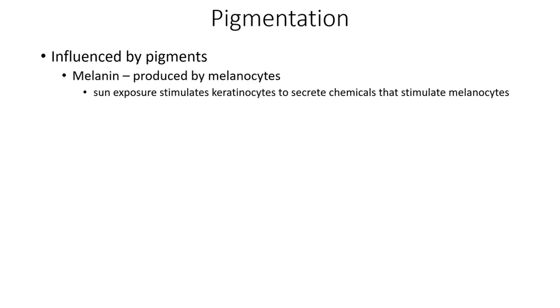And then those melanocytes, again, are producing that melanin. So the sun exposure is going to stimulate some of these keratinocytes to secrete chemicals that are going to stimulate those melanocytes. So the melanocytes themselves are not being stimulated by the sun. It's a little bit more of a domino effect that's happening there to get those to produce a lot of that melanin and make skin and hair darker, or decrease that production of melanin and make those lighter in color.